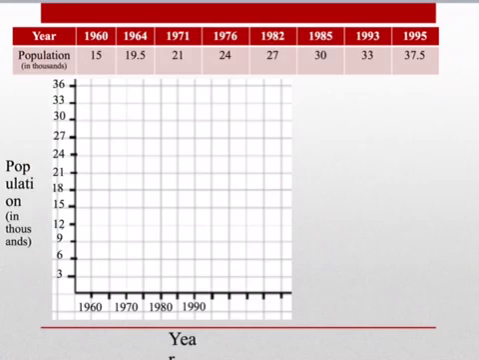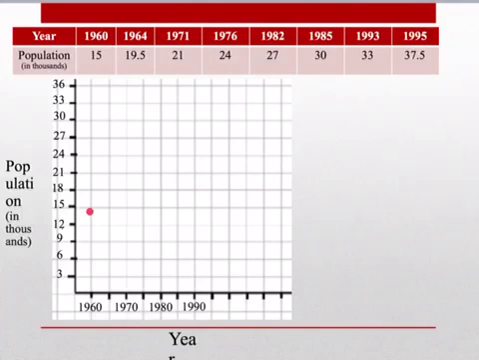Right, so if you notice, I have my x-axis labeled as the year. I have my y-axis labeled as the population. I go up by 5s on my x-axis, I go up by 3s on my y. So I need to take this table, and I want to plot the points. My first point would be 1960. There were 15,000 people. So for 1960, I want to put a point on 15.